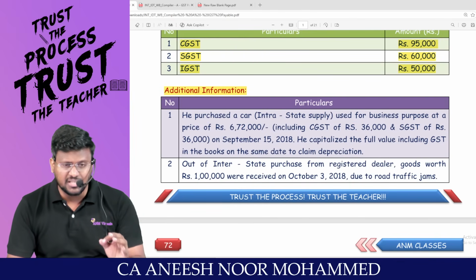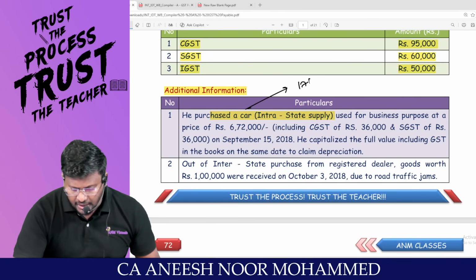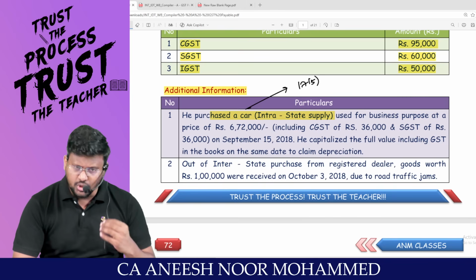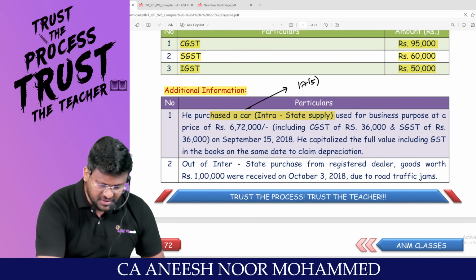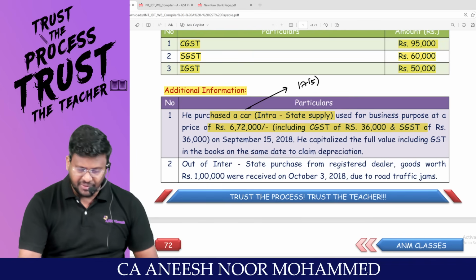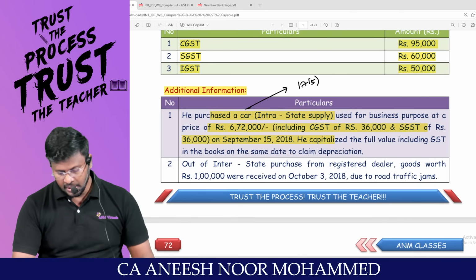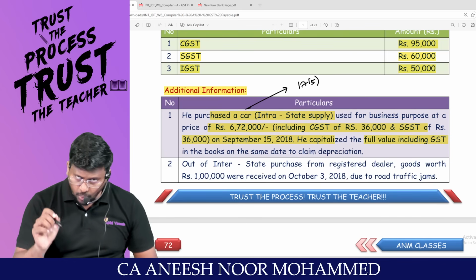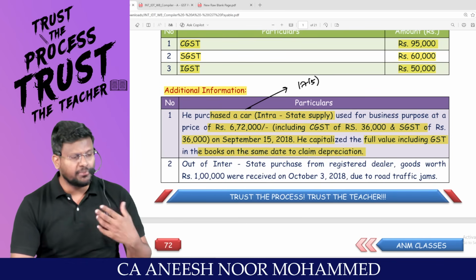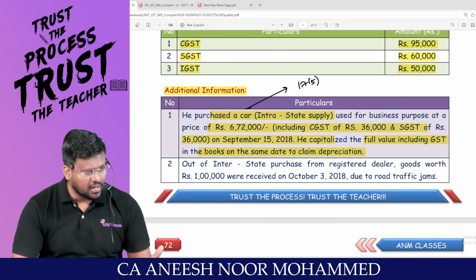He has purchased a car. Generally, as we all know, a car is a blocked credit under section 17(5). Intra-state supply, used for business purpose at a price of 6,72,000, including CGST 36,000 and SGST 36,000, on September 15, 2018. He capitalized the full value including GST in the books on the same date to claim depreciation. That's better, my dear lovable students, because the car is a blocked credit.